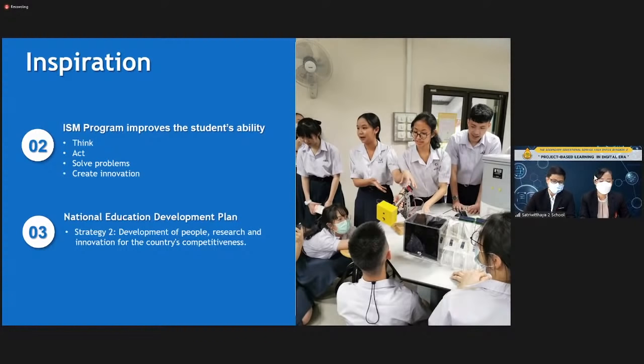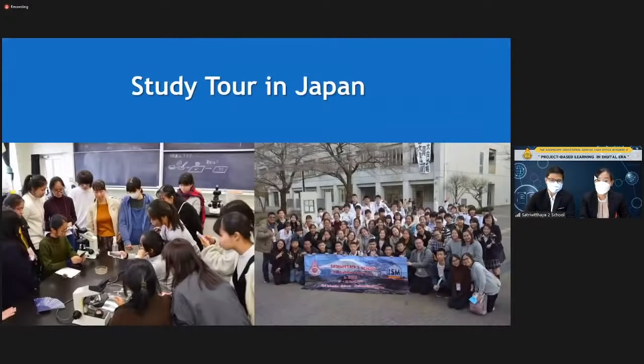In addition, we have an MOU with Tokyo Metropolitan Tama High School of Science and Technology in Japan, and we have studied and exchanged project-based learning. As we said before, this inspires us to teach project-based learning and concentrate on STEM projects, starting with a group of students in the intensive science and mathematics program.